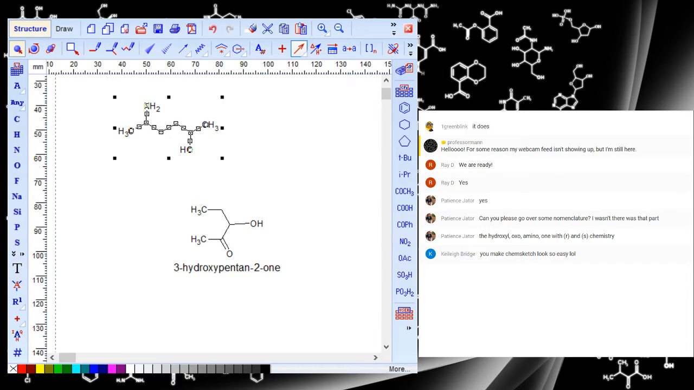Yeah, well, I've been doing this a while, Keely. But if I go through and generate my name for structure, there we go. So you see that the alcohol gets the suffix, whereas the amine gets the prefix, because the amine comes less in reactivity than the alcohol.